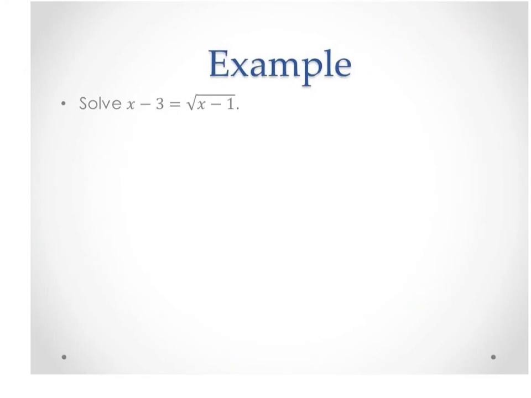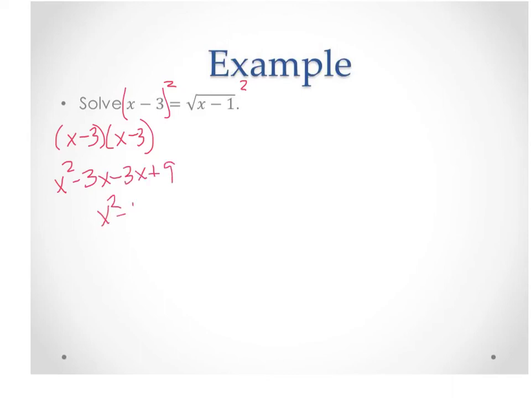Alright, one more situation to look at. The square root's by itself, so we're going to go ahead and square both sides. Here's the deal. When you square that left-hand side, it becomes a binomial squared, and you're going to have to FOIL it. So that's not just x squared minus 9. You have to FOIL this out. This is x squared minus 6x plus 9. So we're looking at x squared minus 6x plus 9 equals x minus 1.